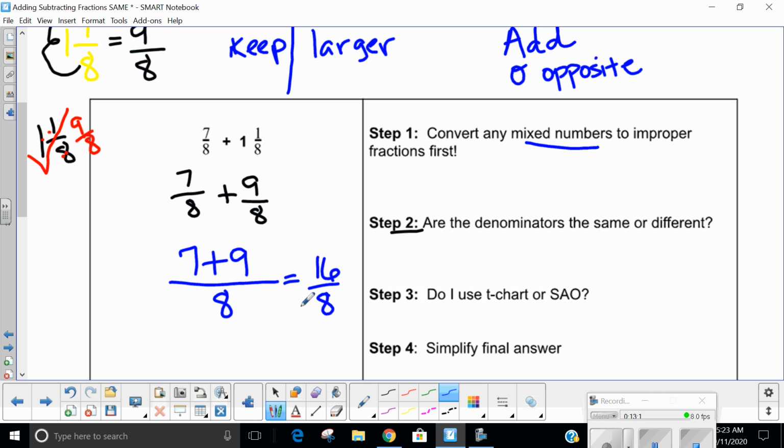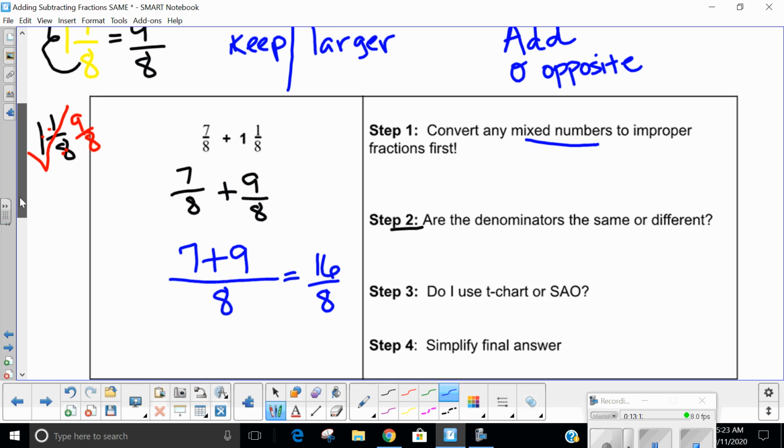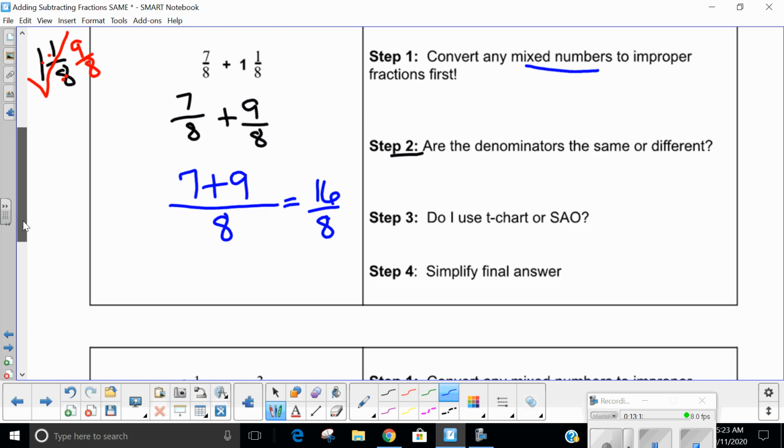And now we have to simplify our final answer, because remember, fractions are little mini division problems. So 16 divided by 8 equals 2. Okay, so there's an example of just a normal traditional addition problem with the denominators being the same.